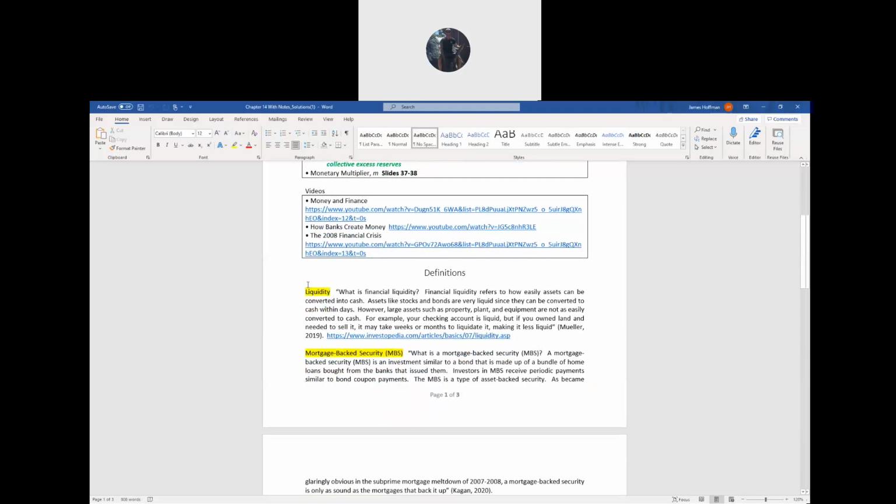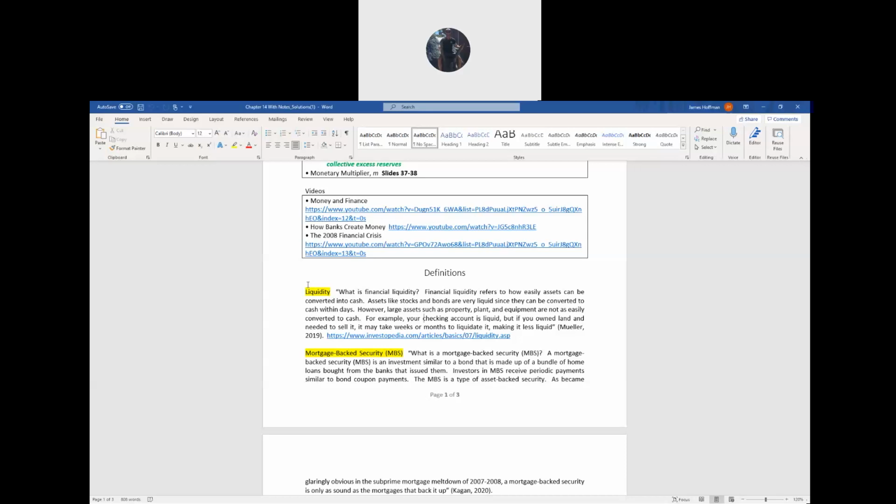What liquidity is, it's essentially how quickly an asset can be converted into cash. And so the more liquid something is, the easier or faster it can be converted into cash or currency. So here we go: how easily an asset can be converted into cash. Assets like stocks and bonds are very liquid since they can be converted to cash within days. But larger assets like property, plants, and equipment are not easily converted to cash. You've got to find a seller. You've got to go through periods of inspections, things like that.